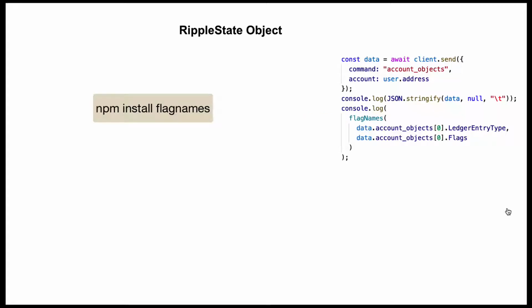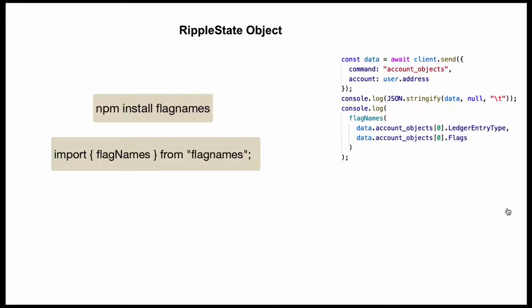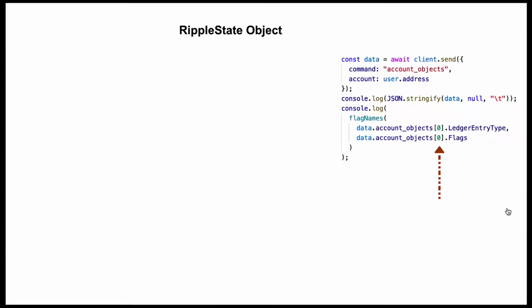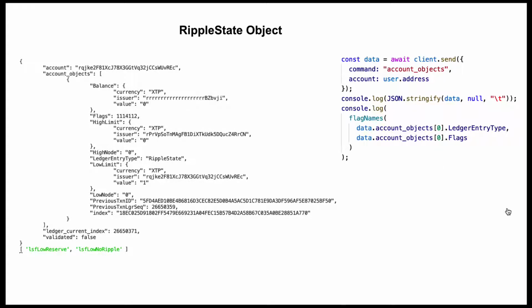Install the package flag names, import it, and then pass in the ledger entry type and then the flags. In our case, we only have one object because we only have one trust line, so we are passing that first trust line information to this flag names function. So the output will look something like this.